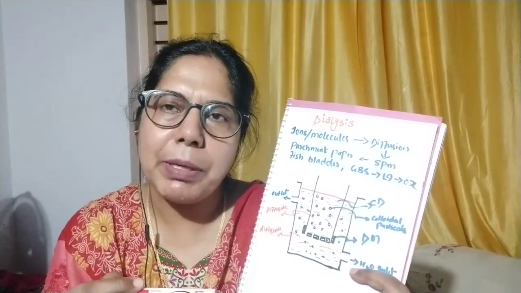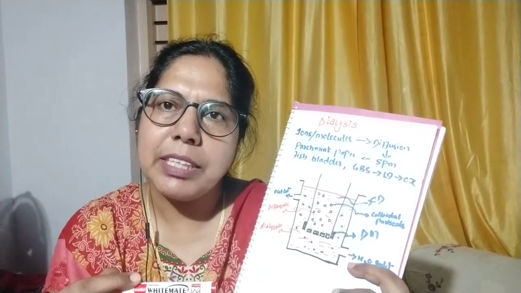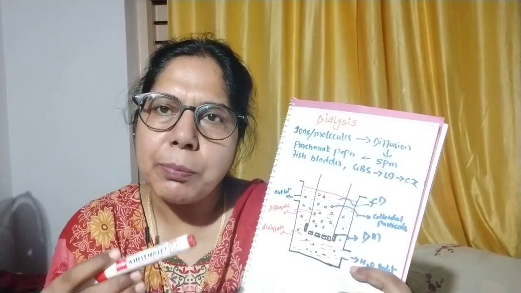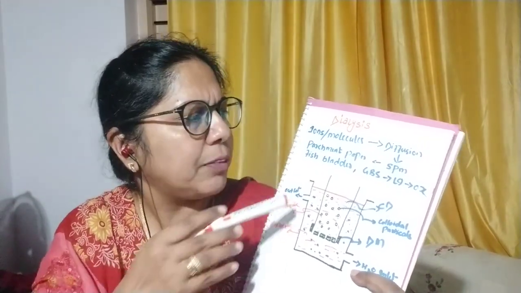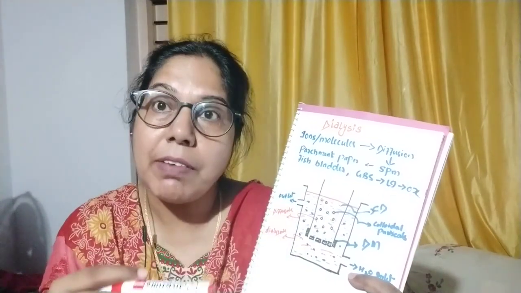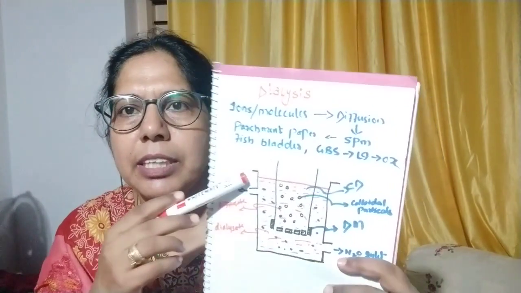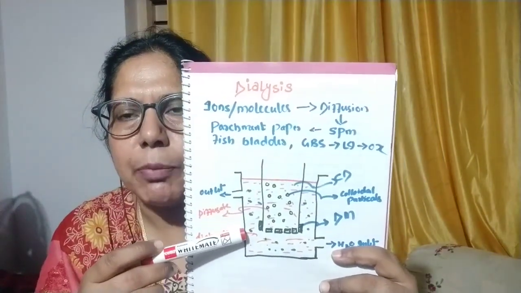The semi-permeable membrane may be parchment paper, or gold beaten fish bladder, or a gold beaten skin of large intestine of ox we can use. So this is the setup of dialysis method.